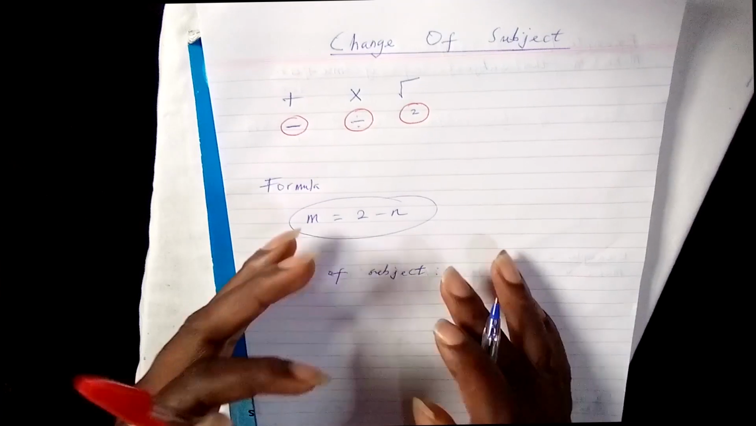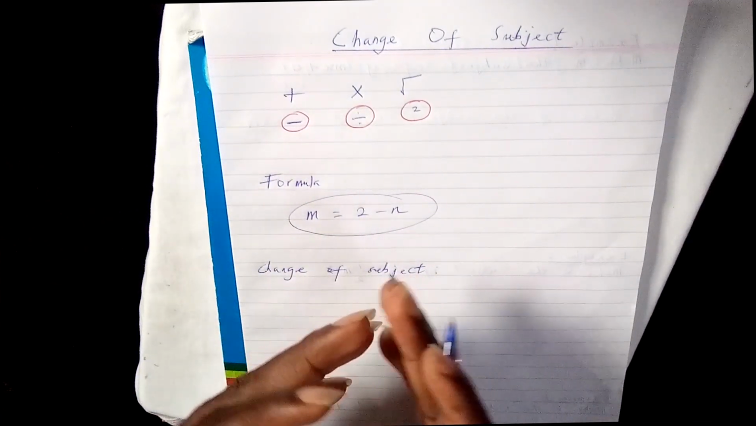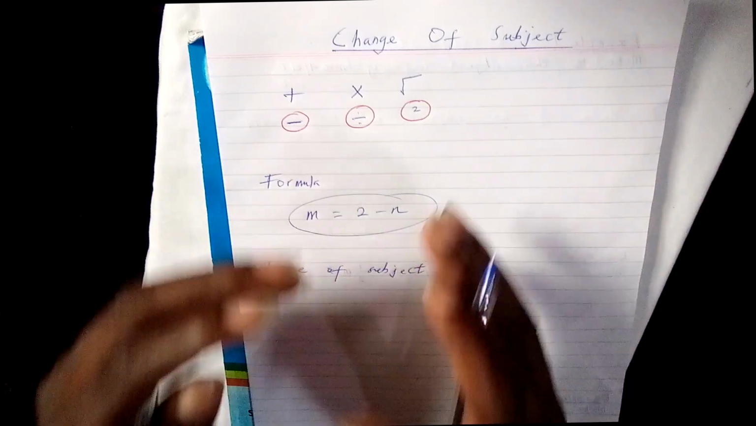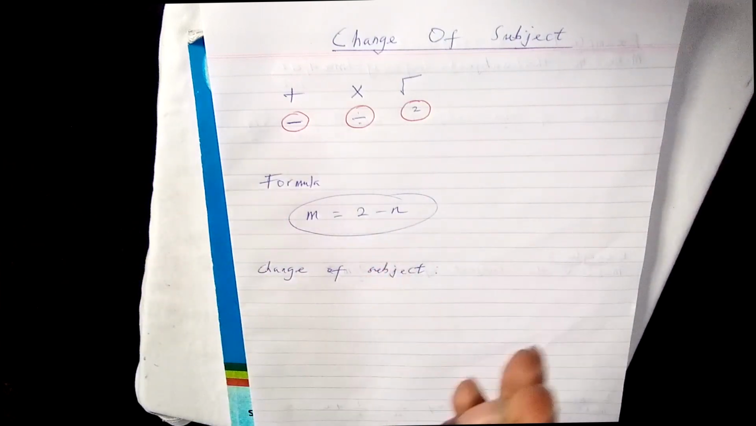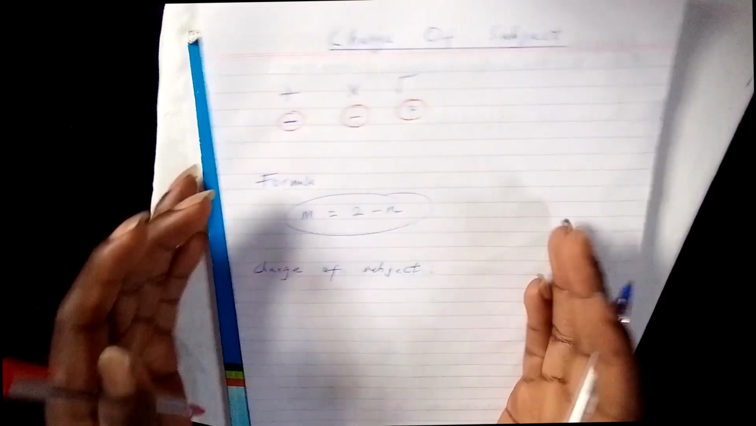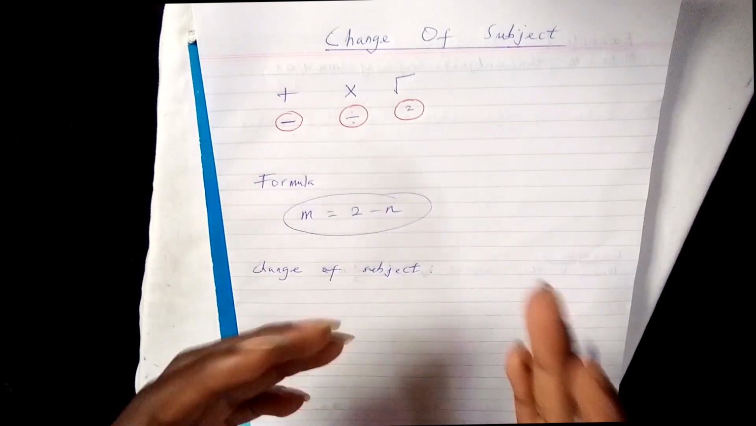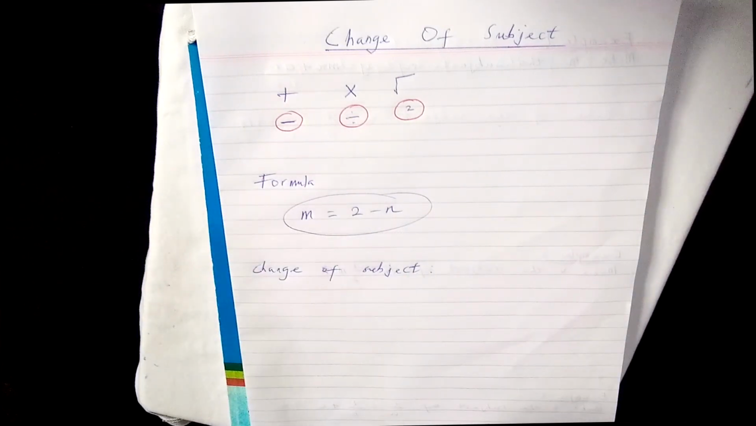Change of subject is a process whereby a variable is made to stand alone, either at the left hand side or the right hand side of an equal to sign in a formula or equation. Let me go over the definition again. Change of subject is the process whereby a variable is made to stand alone, either at the left hand side or right hand side of an equal sign in a given formula or equation.